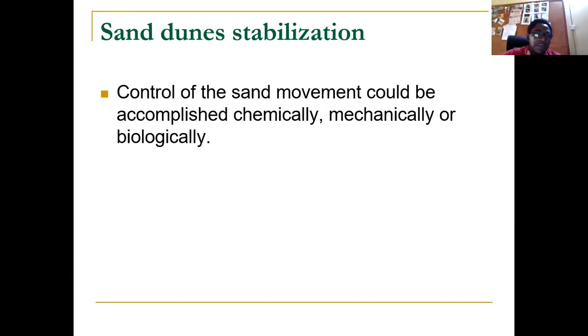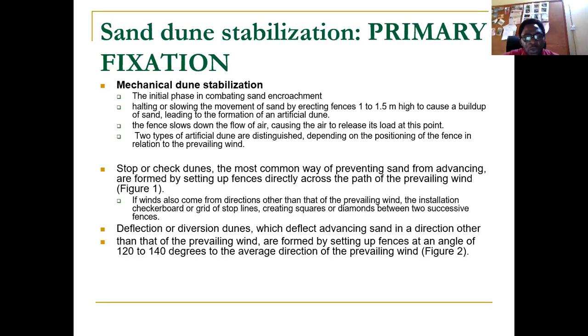So sand stabilization simply is the effort aimed at controlling sand movement, either through chemical, mechanical, or biological approaches. Today, we are just going to quickly talk about mechanical and biological. You would also find more information about the chemical methods in the material that I've sent to you. The mechanical dune stabilization is one of what we call the primary fixation. There's something we call sand dune fixation, and the primary thing to do sometimes is just to go mechanical.